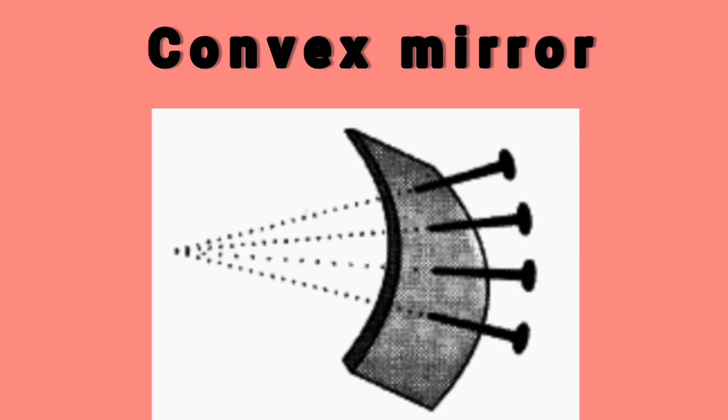So this is how we have to do this activity 1. By this activity we know what a concave mirror is and what a convex mirror is. There are more topics in this chapter. We are going to do these topics in my next video.